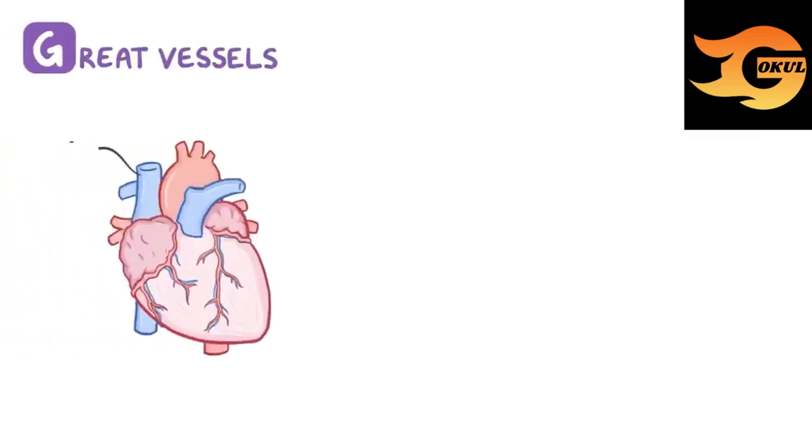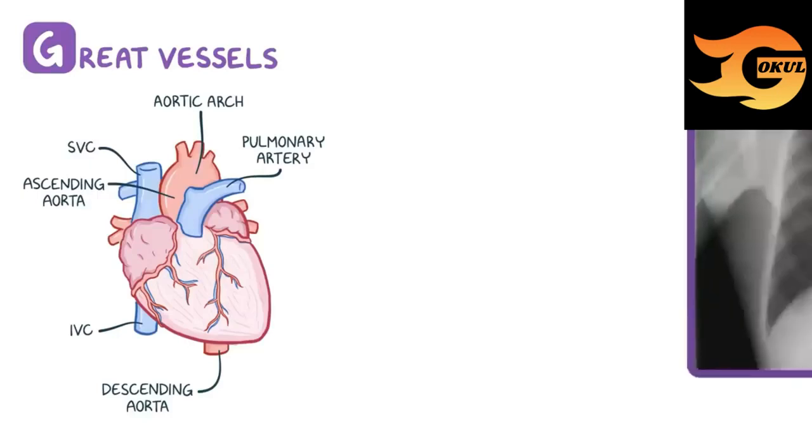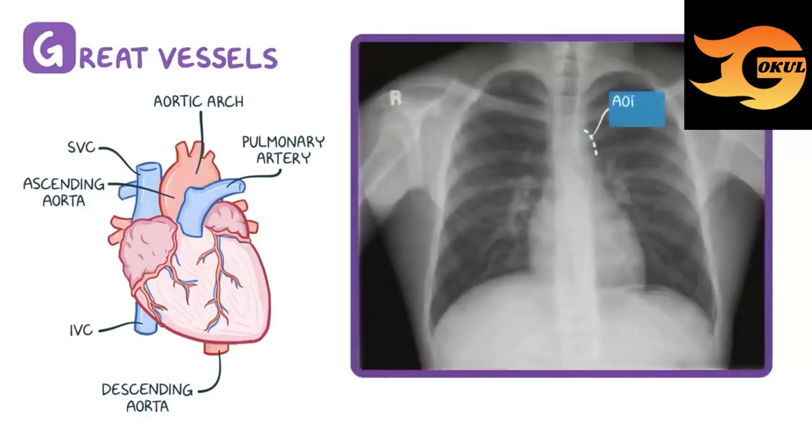Lastly, G is for great vessels, which includes the superior vena cava, inferior vena cava, ascending aorta, aortic arch, pulmonary artery, and descending aorta. You want to make sure that all of these structures are in the right location and are the right size. On the left side of the heart, the aortic arch should be the highest up, followed by the pulmonary artery.